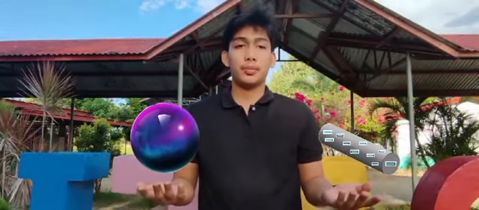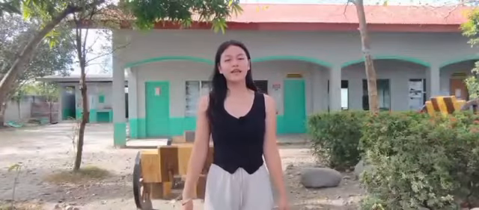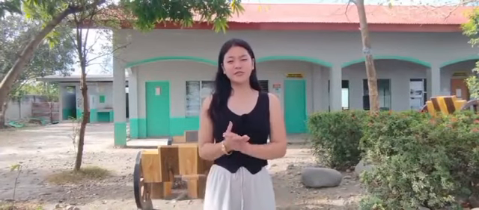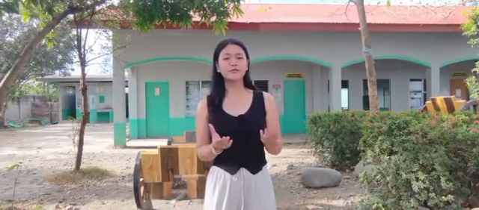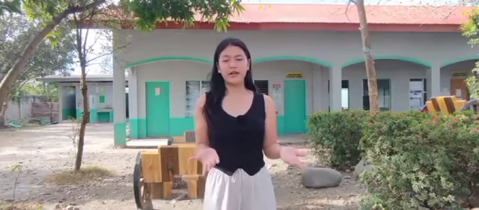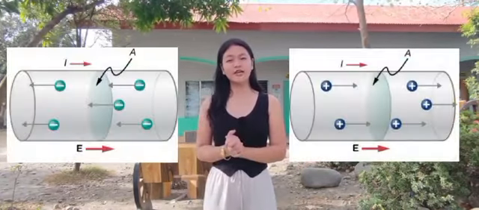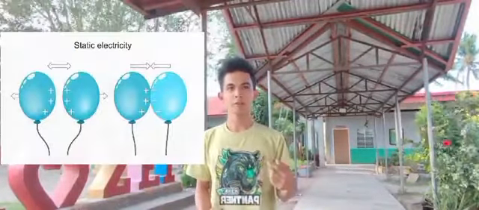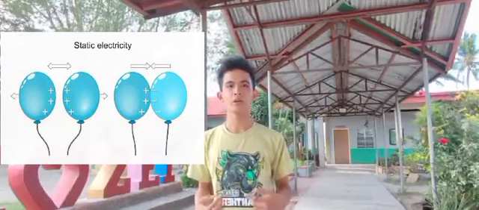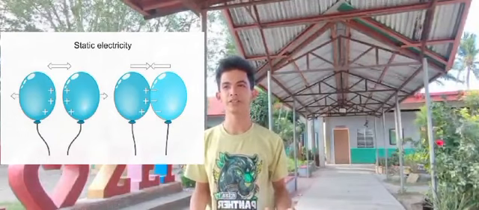Now let's demonstrate charging by conduction. Here we have a negatively charged metal rod and a neutral metal sphere. When the negatively charged rod touches the neutral sphere, the electrons move from the rod to the sphere. This happens because the electrons are free to move in conductors. After contact, the metal sphere is now negatively charged, just like the rod. They both repel each other because they have the same charge.